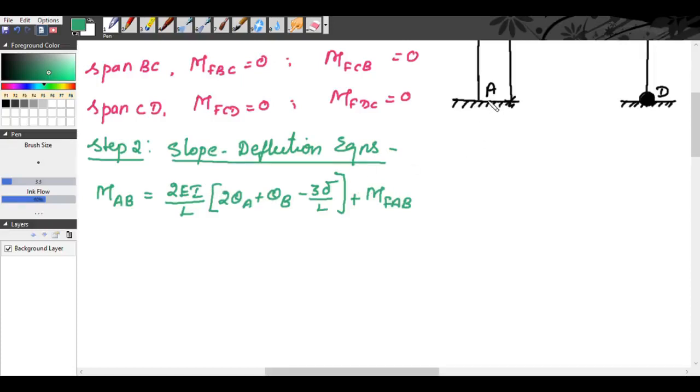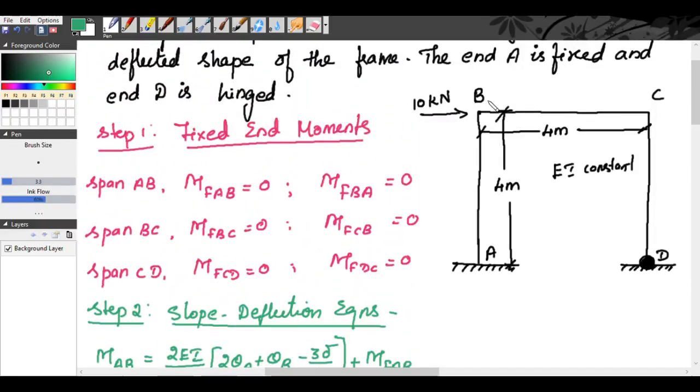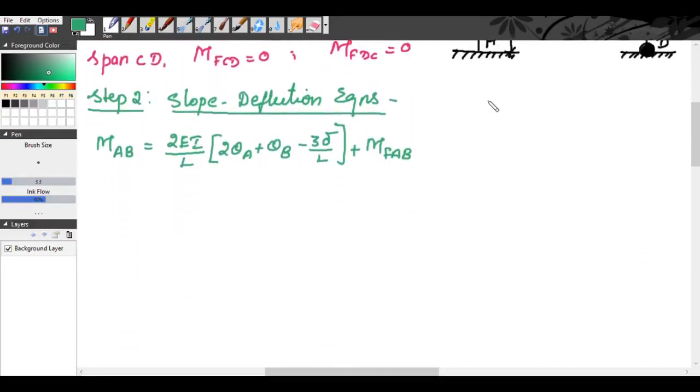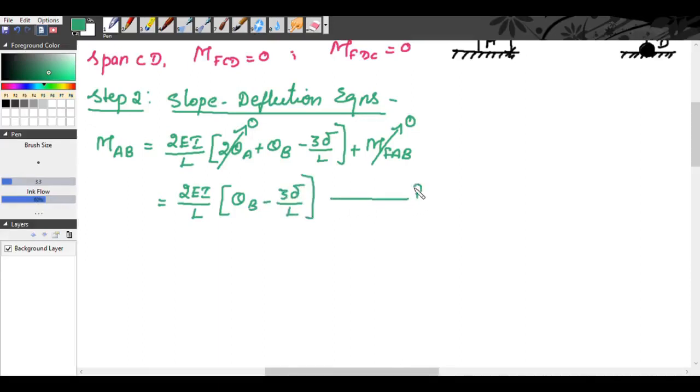In the frame, the end A is fixed. That means theta A is equal to 0. Theta B is not equal to 0, and delta is not equal to 0. MFAB is equal to 0, the fixed end moment we have seen in the first step. So what we get is MAB is equal to 2EI by L into theta B minus 3 delta by L. This is our equation number 1.